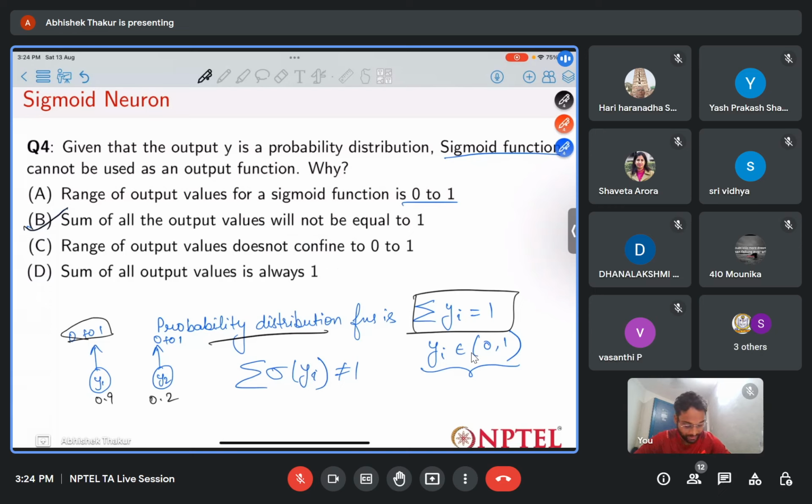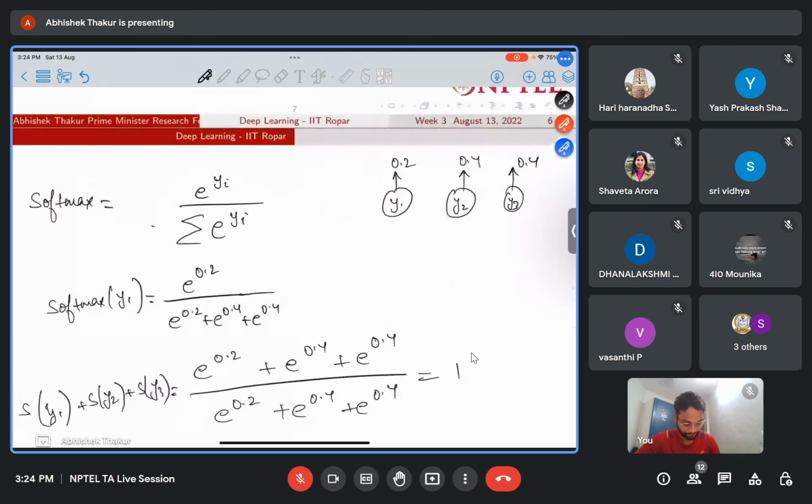Now you can see option C, the range of output values does not confine to 0 to 1. This is the wrong option, because sigmoid has values between 0 and 1. And the sum of all the output values is always 1 is also wrong, because in sigmoid the sum of all the output values is not always 1. Now we'll move on to the fifth question.